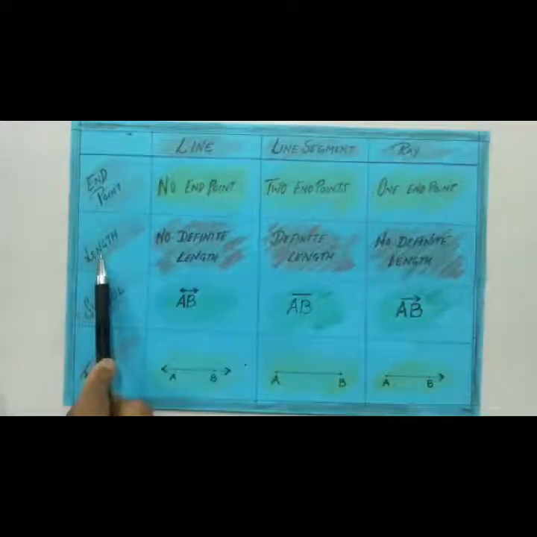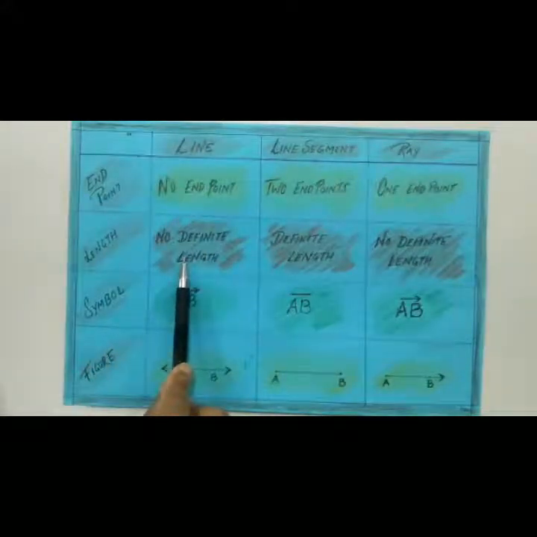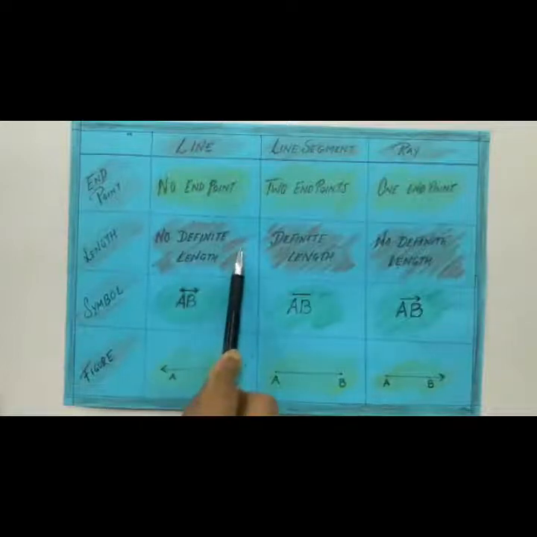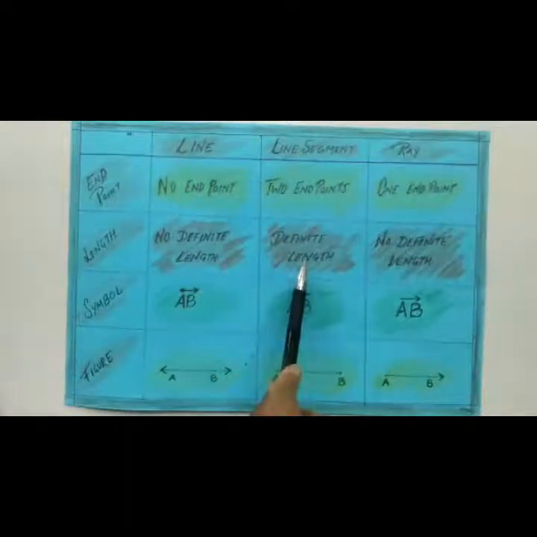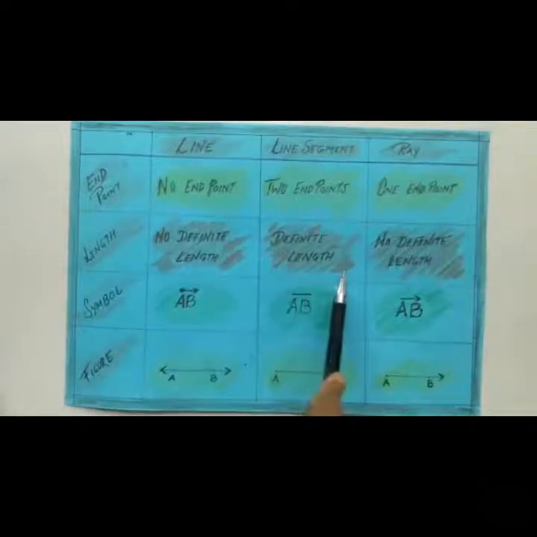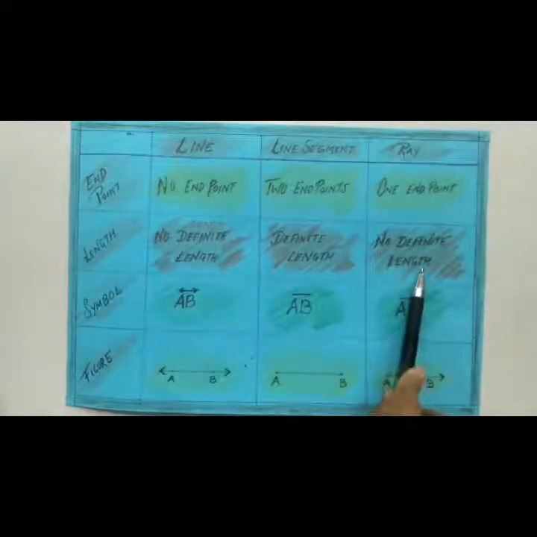Now, second point is length. In case of line, it does not have a definite length, that is, it cannot be measured. A line segment has a definite length, that is, it can be measured. And in case of ray, it does not have a definite length, that is, it again cannot be measured.